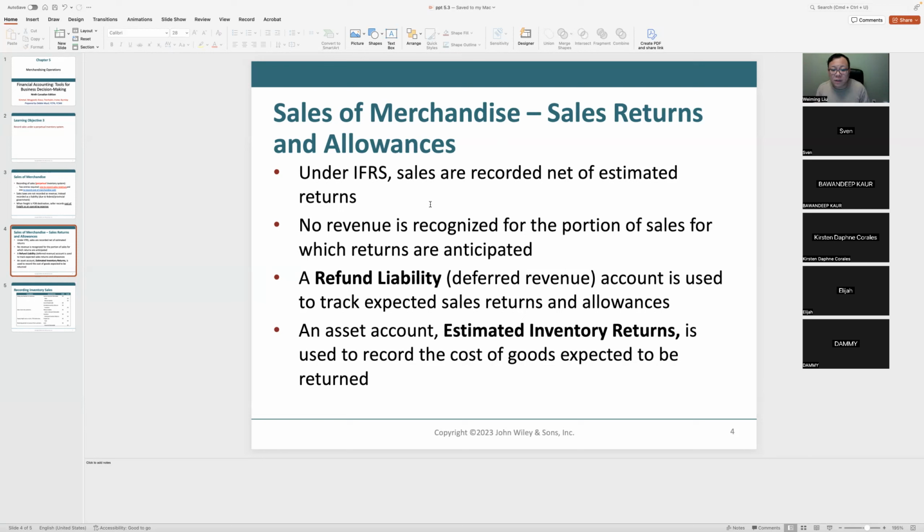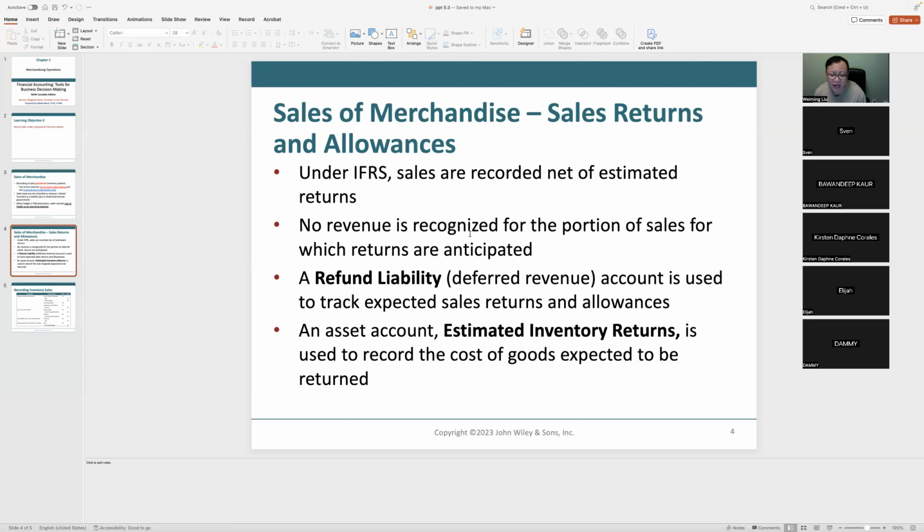Okay, so the idea is you don't want to recognize the revenue for the anticipated sales returns. If you know that a percentage of sales will be returned, what's the point of recognizing the revenue? So that's the point here, right? A refund liability account is used to track expected sales returns and allowances. So if you expected 2%, then you set up that liability as 2%.